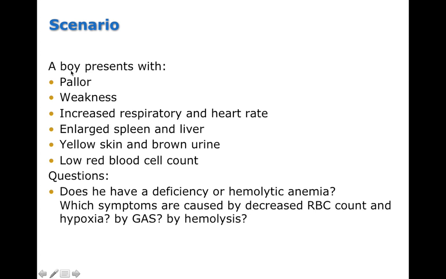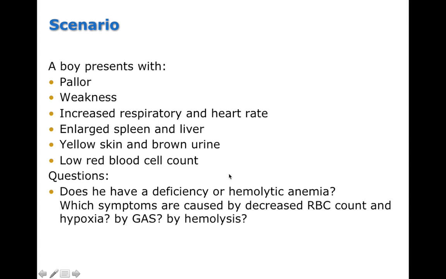Now, another scenario says a boy presents with pallor, weakness, increased respiratory and heart rate, enlarged spleen and liver, yellow skin and brown urine, and low red blood cell count. Does he have deficiency or hemolytic anemia? Well, if you have yellow skin and brown urine, that's probably going to be associated more with hemolytic anemia.